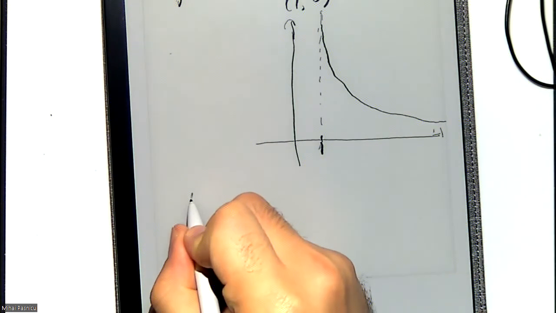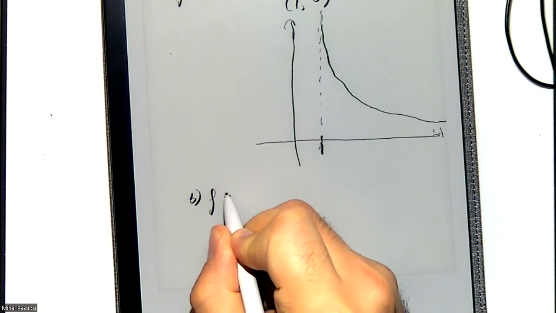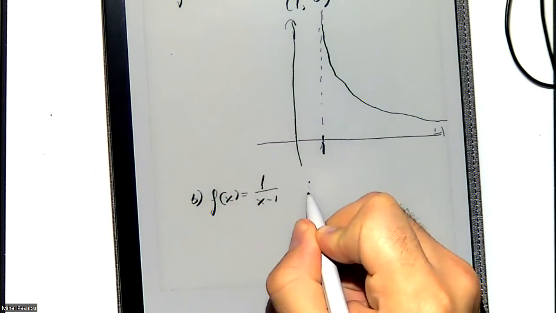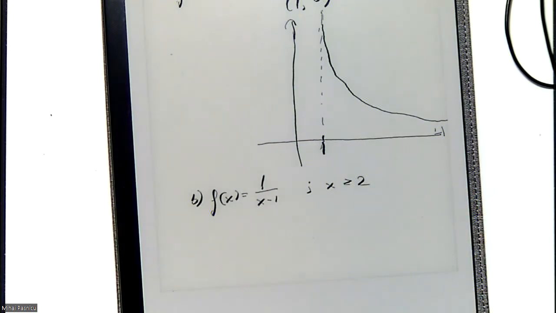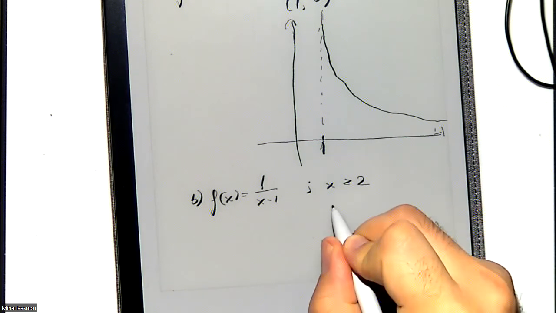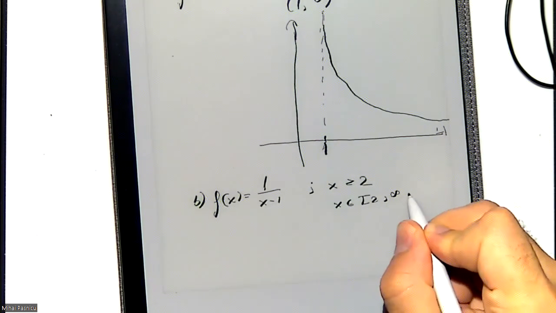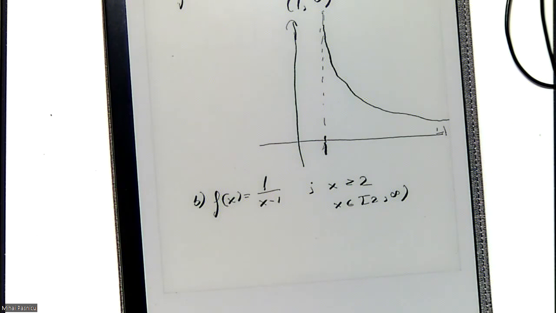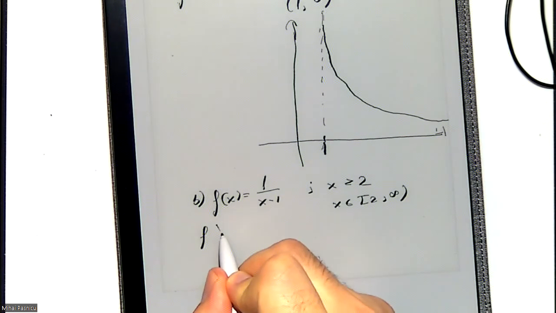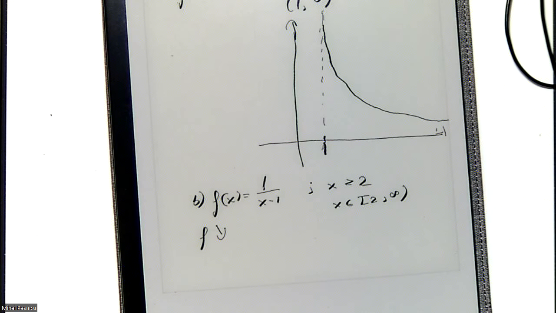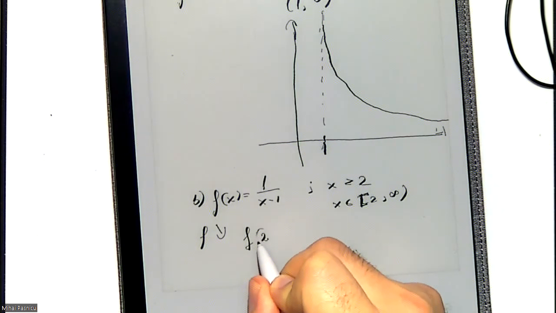Point B, I'm going to write it right here because it's the same function. Point B is f of x equals 1 over x minus 1. This time, x greater or equal to 2. So my domain of definition is from 2 to infinity. Okay, it's the same function, so it means that f is still decreasing. This time, because it's closed on this side, I'm saying that it has a maximum. And I'm actually telling you that the global maximum is f of 2.